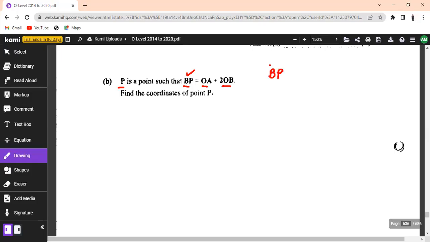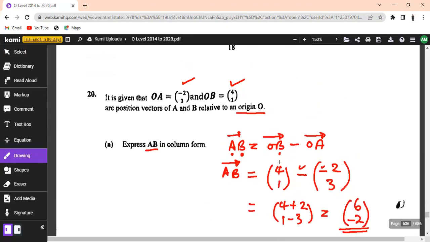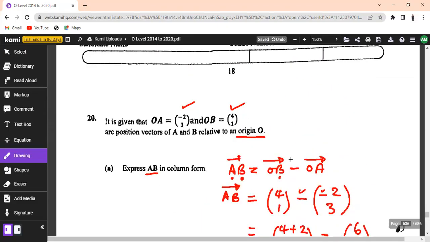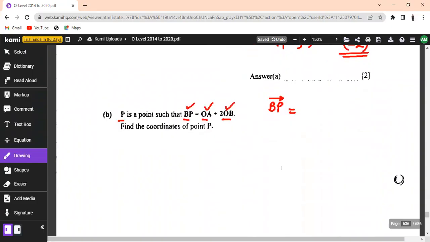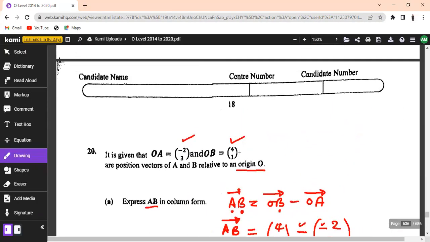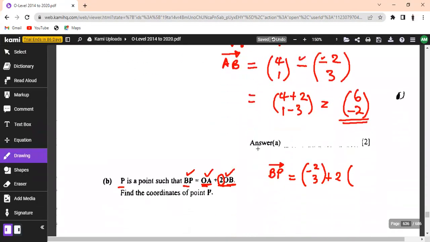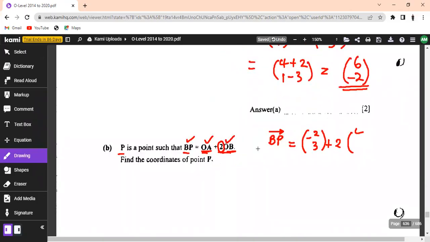So let's find this BP, which we are given is OA plus 2OB. We have got our OA here, take note: it's (-2, 3). So this is your vector OA here. Then plus 2OB, so it's going to be plus 2 times the vector OB. Your OB is (4, 1). So you've got (4, 1) like this. All right, so that's what you're going to have.